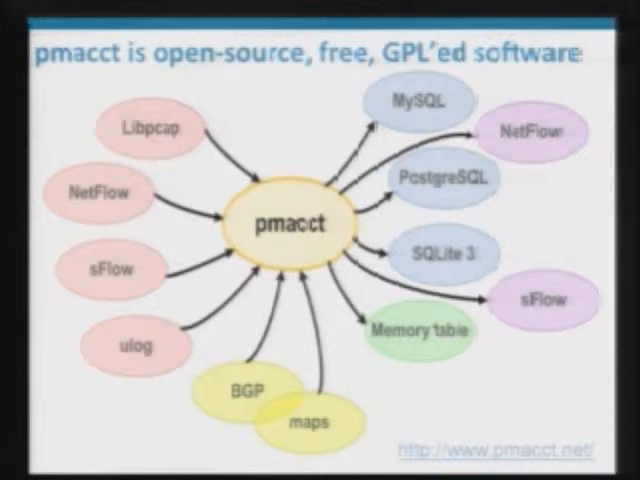Now, pmacct doesn't just stay in the middle and write to a database what is read from the network. It doesn't want to be just another copy of flow-tools or things like that. It really allows you to do aggregation, spatial and temporal, and also spatial and temporal grouping, which is something that we will see later on. It also allows you to do lookups based on some maps, but also, very relevant to this presentation, lookups against BGP. And of course, you can check it out right away at the URL in the corner.